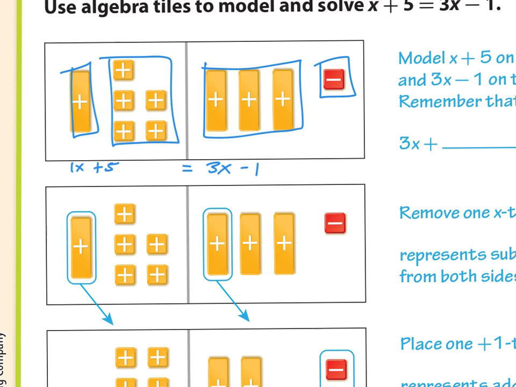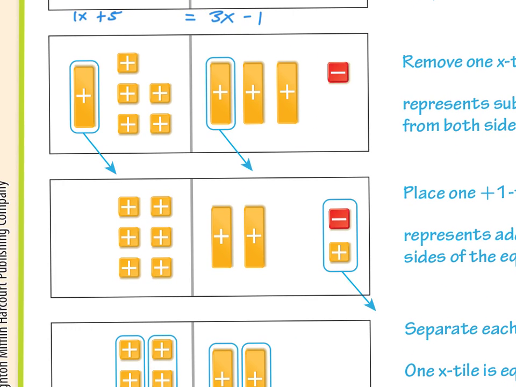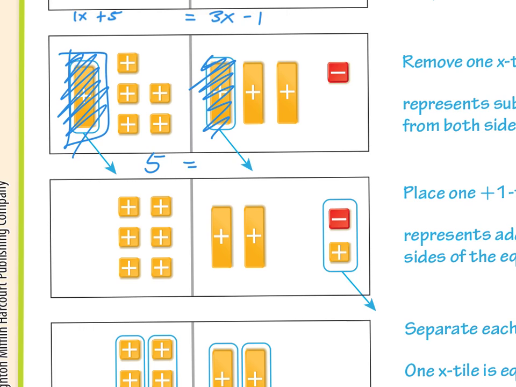From here, it's the same exact steps, which is why I think this is dumb. I told you we want to take away from the side that has the fewest number of x's. Well, 1x is fewer than 3x, right? So you can see them literally taking away that 1x. Once they do that, let's say it's gone now. You have to do the same thing on both sides, right? So by taking that away, they took this one away too. So now we're left with 5 is equal to 2x minus 1.